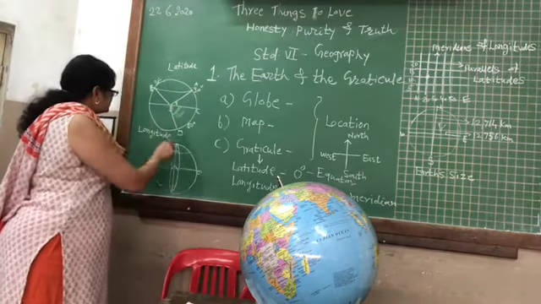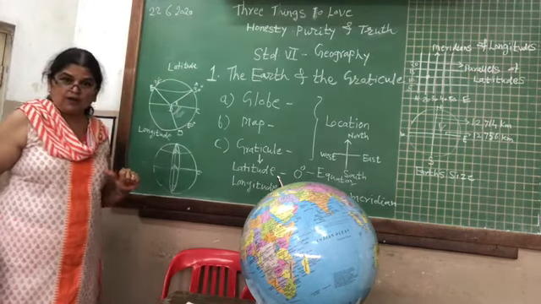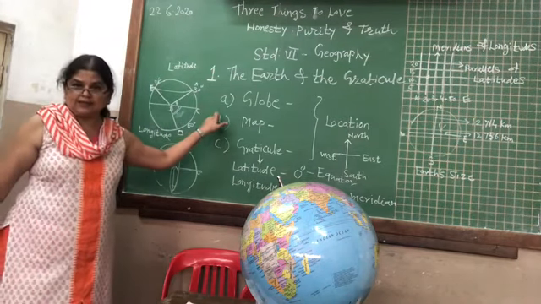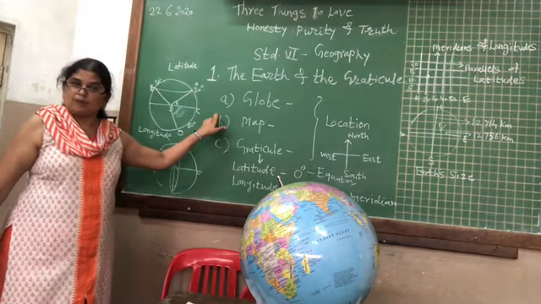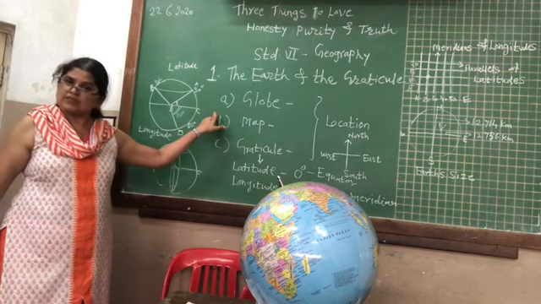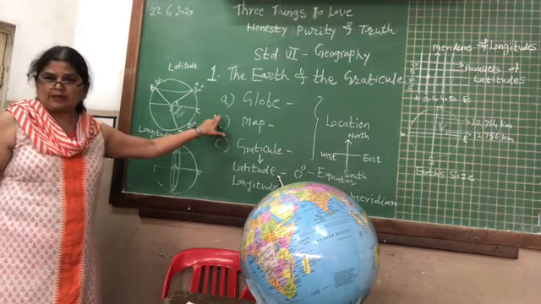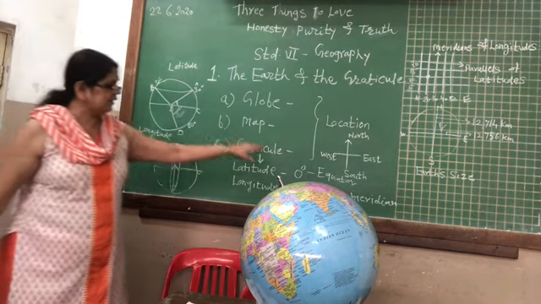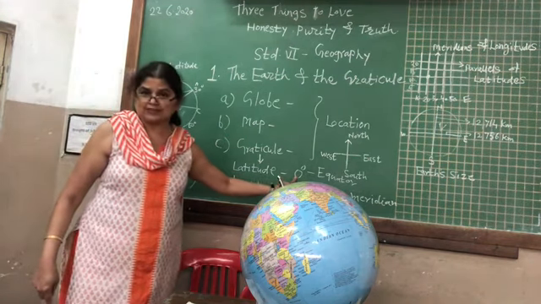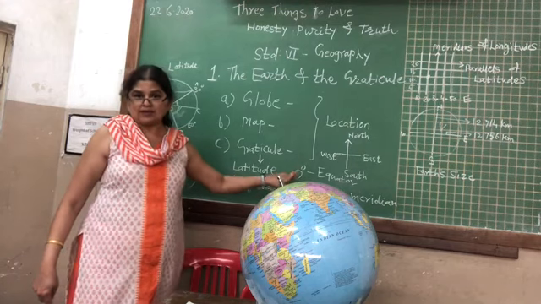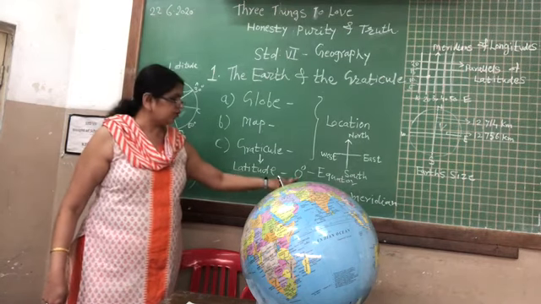Suppose this is the circle which I have already drawn. Now we can draw a line which passes through the center, which is called the longest chord. It is called the equator. The equator is 0 degrees latitude.